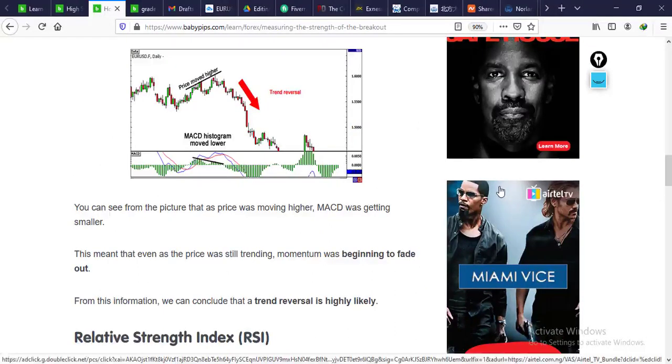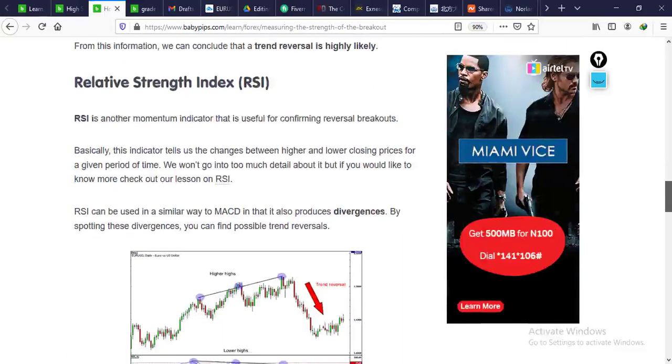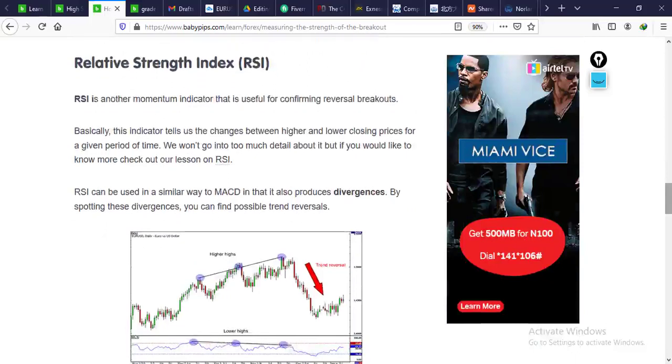And once the histograms contract and get smaller, you can begin to understand that the momentum is beginning to fade out, and there's also going to be a reversal, because if it's not going to fade out, it should continue to push or print huge momentum histograms for us.